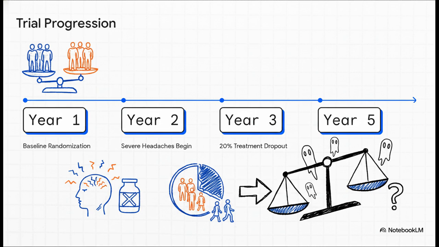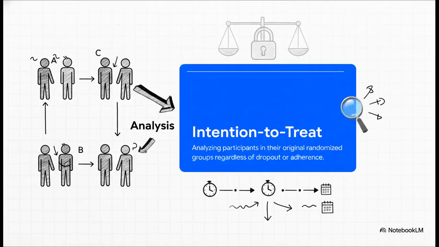Think about it. If they only analyze the patients who toughed it out, the results will be wildly skewed because these dropouts aren't random. They are directly related to the treatment itself. So how do they save the study from this selection bias? The team absolutely must execute an intention-to-treat analysis.